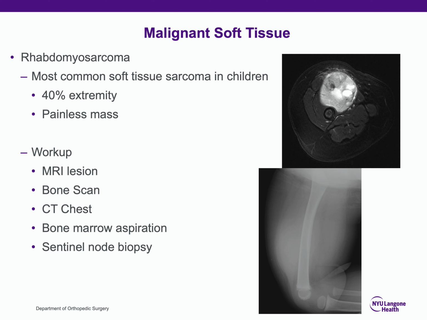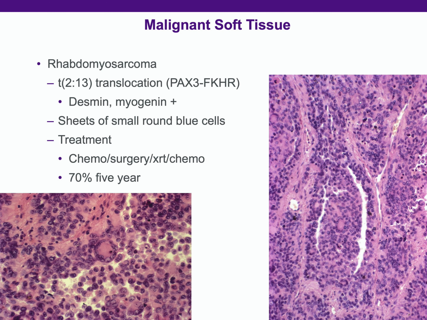But remember, rhabdomyosarcoma is thought to be of embryonal origin, so these kids get bone marrow aspirations. And remember, this is one of those that defies the general soft tissue sarcoma rules and can metastasize to lymph nodes, so they need attention to the sentinel node.